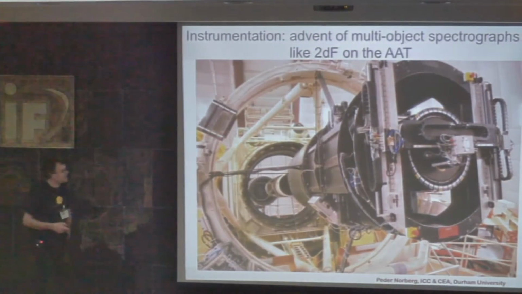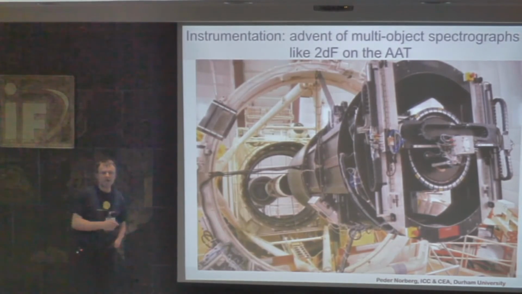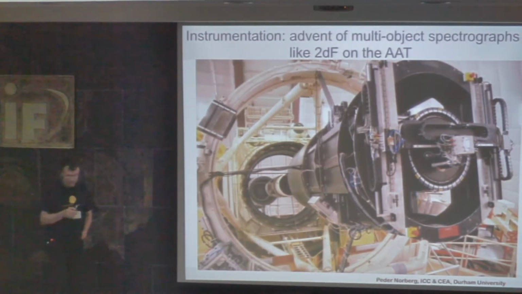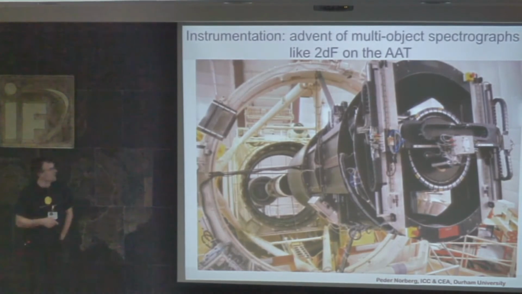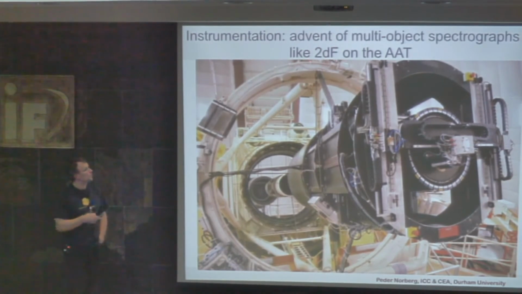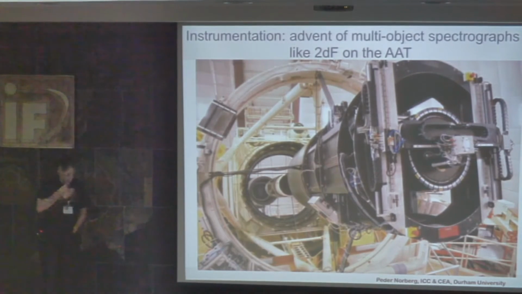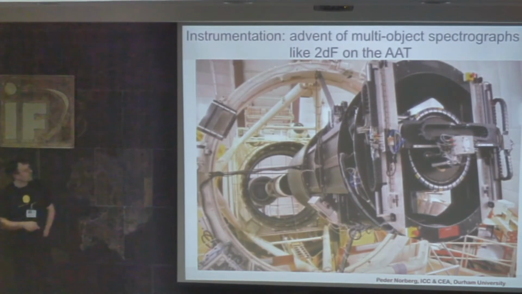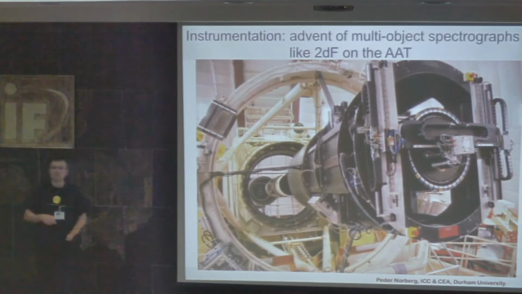Now, to make the big step ahead to what we have today, to be fair, I was very lucky. I just happened to be at the right place at the right time. But the big thing which happened was instrumentation. In the mid-1990s, they built on the AAT the 2dF instrument, which was revolutionary in its time, in the sense of being able to configure 400 fibers automatically on one side of the telescope while observing with 400 fibers on the other side. And that meant that you can actually do multi-object spectroscopy.